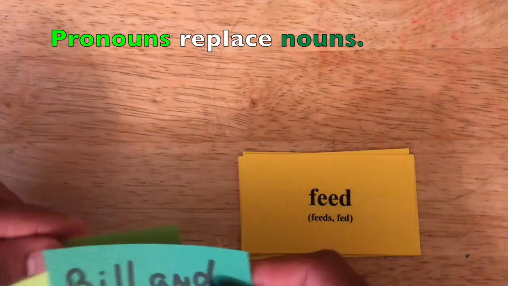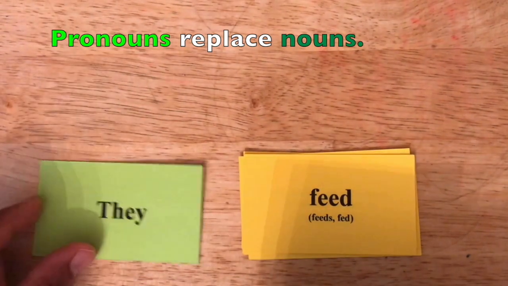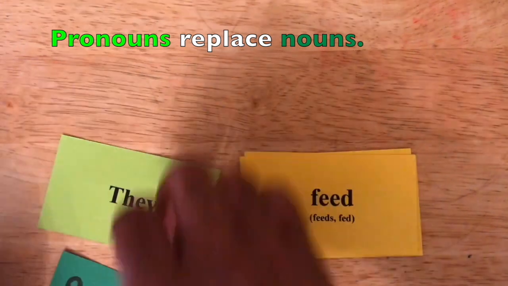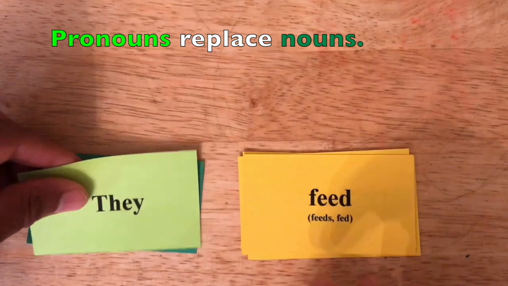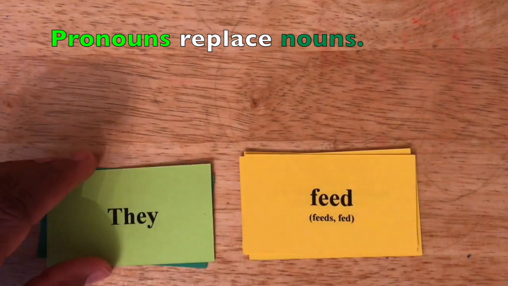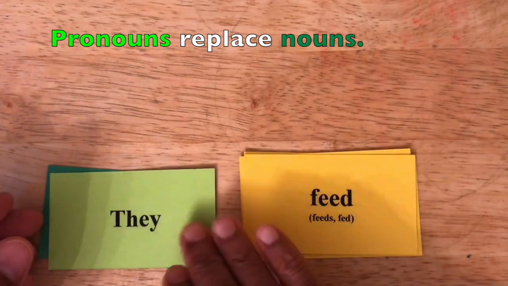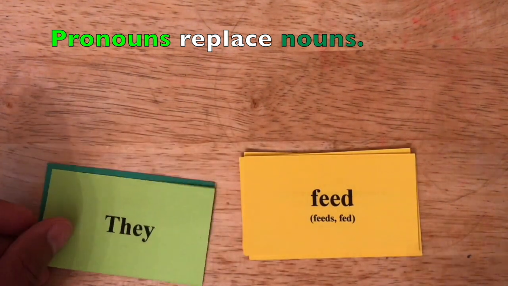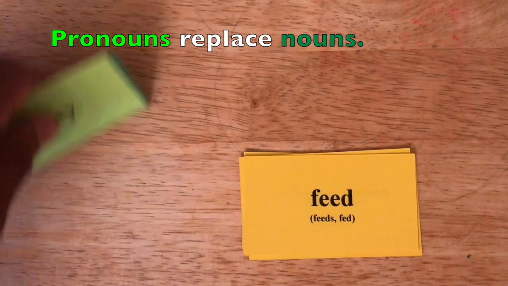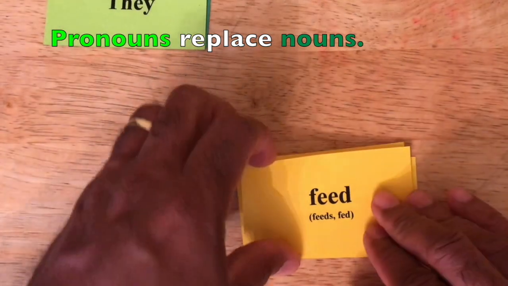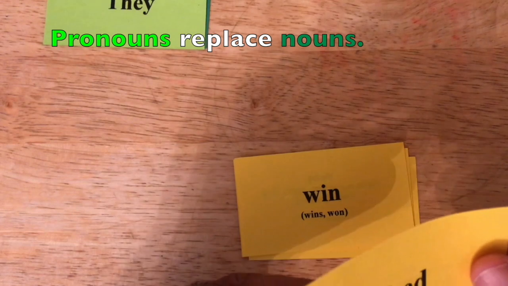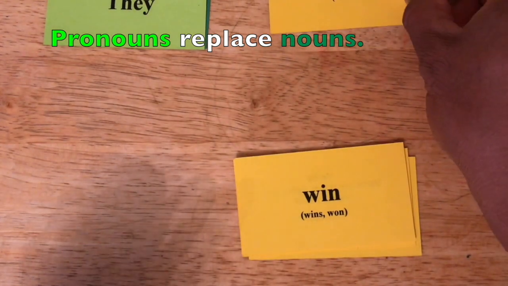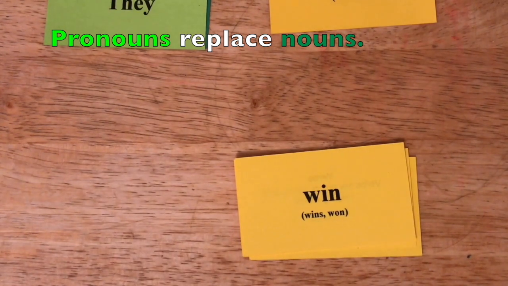Great, so let's take this pair away. So I have they and Bill and Mary. And notice that they is a plural pronoun because it replaces two nouns. Bill and Mary replaced by they. Okay, so a plural noun or a plural subject must be replaced by a plural pronoun. They, meaning more than one. All right, let's put this out of the way for a second. And now, next verb here. I'm not going to use all my cards, but just enough to show you how this works, okay?